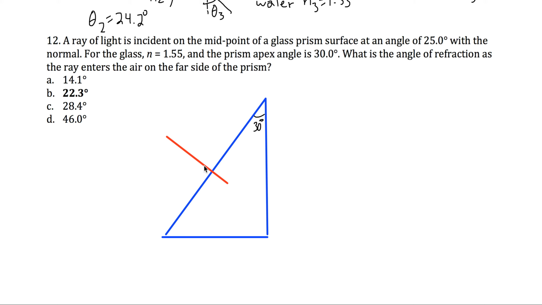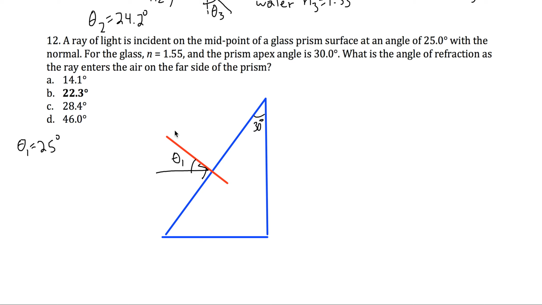So I drew my normal here already, and I'm going to be incident at 25. So I'm going to be incident this way. Let's try that again here. Alright, so that's theta 1 here, and that's the one that is given as 25. I'll go ahead and write the givens here because we're going to have a lot of different angles in this problem. So theta 1 is going to be 25 degrees.